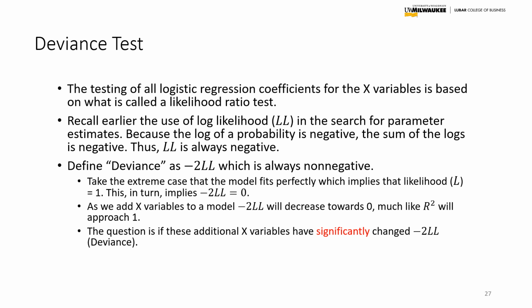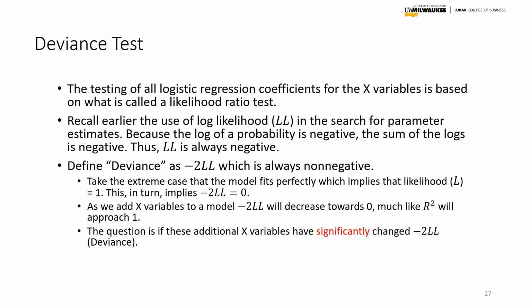Let's talk about the deviance test. The testing of all logistic regression coefficients as a group for all the x variables. And what the test is based on is the likelihood ratio test. Now recall earlier the use of the log likelihood, we'll call it LL, in the search for parameter estimates. Because the log of a probability is negative, the sum of the logs is indeed going to be negative, and thus LL will always be negative.